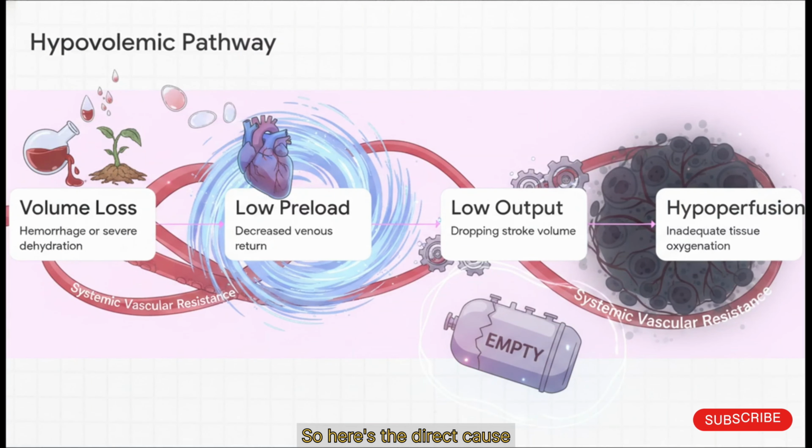So here's the direct cause and effect pathway. It all starts with a loss of circulating volume. Now this could be hemorrhagic, like from a massive trauma or a bad gastrointestinal bleed, or it could be non-hemorrhagic, like severe dehydration or major burns. Because that volume is lost, decreased venous return leads to a massive drop in preload. Basically, the heart has way less blood to fill its chambers, which causes dropping stroke volume and a decreased cardiac output. The end result? Inadequate tissue perfusion.